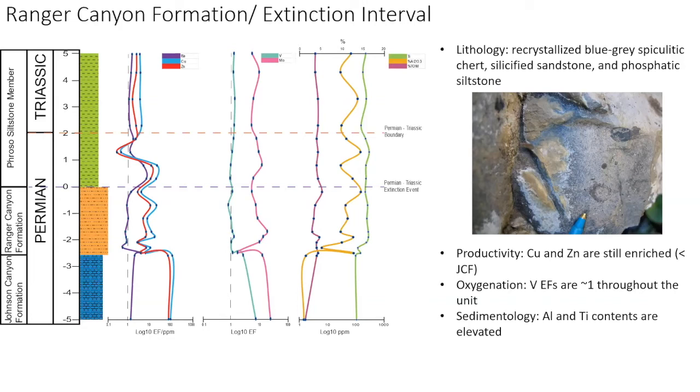And for the extinction interval, the most notable thing that is going on is the change in lithology. We moved from this recrystallized spiculated chert into a black organic-rich fissile shale for the Ranger Canyon siltstone member. And for analysis for the remainder of these elements, I will be discussing that a little bit later on.